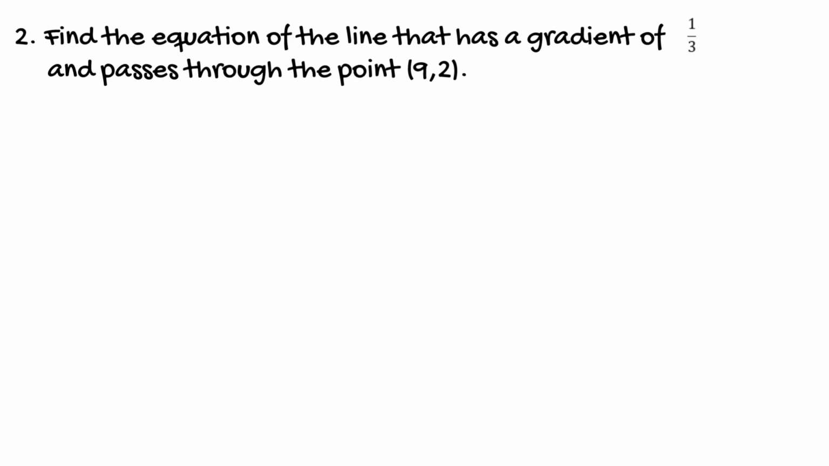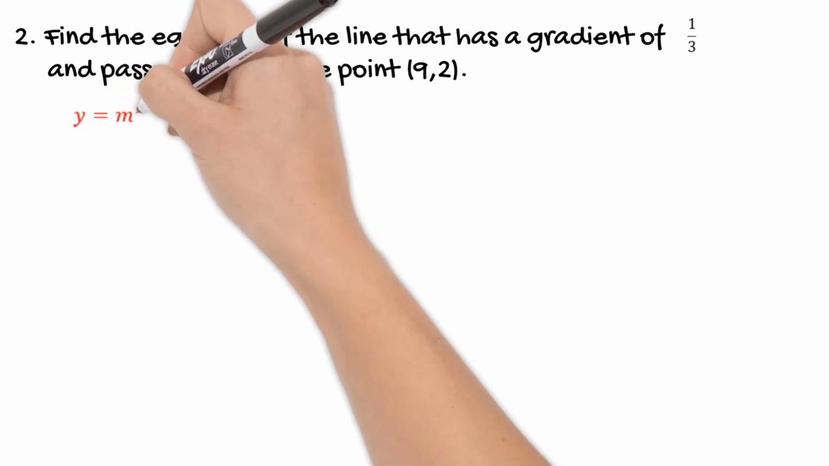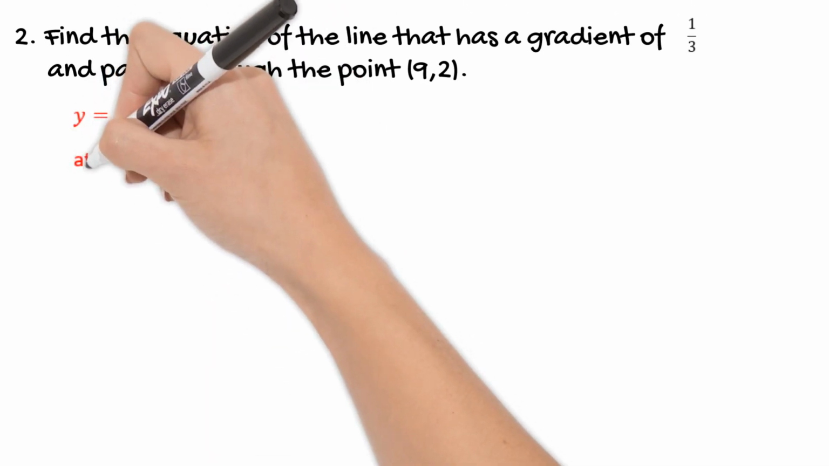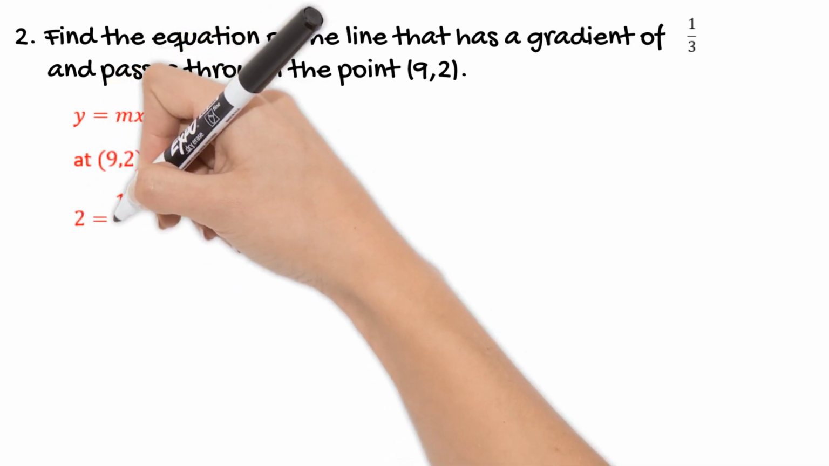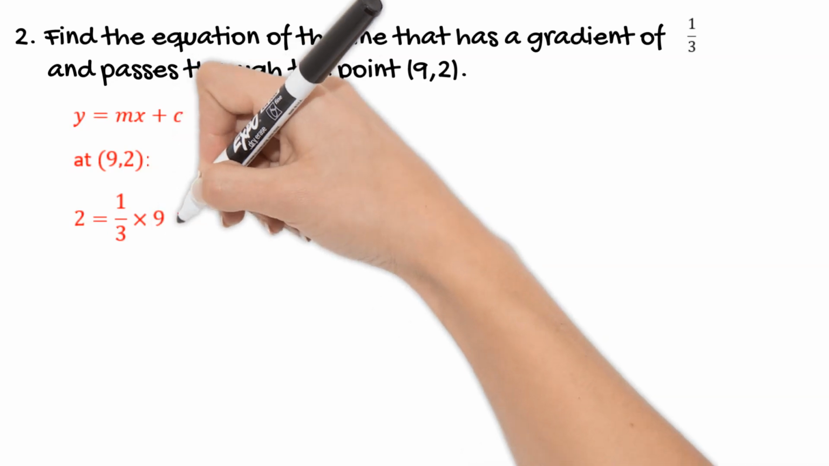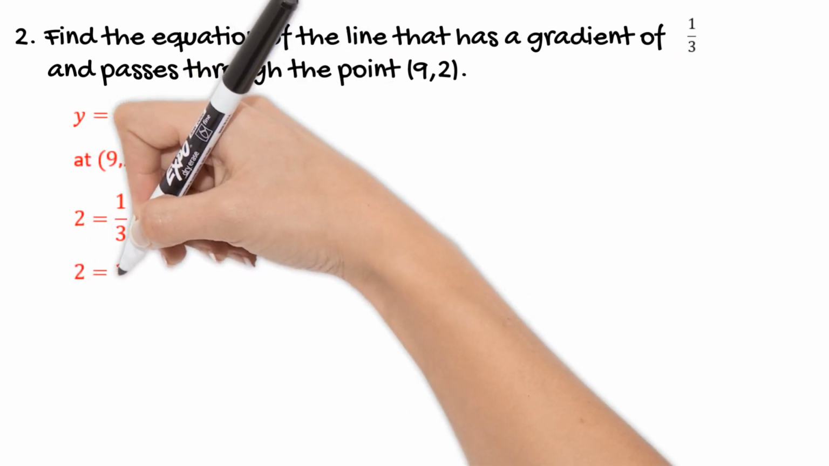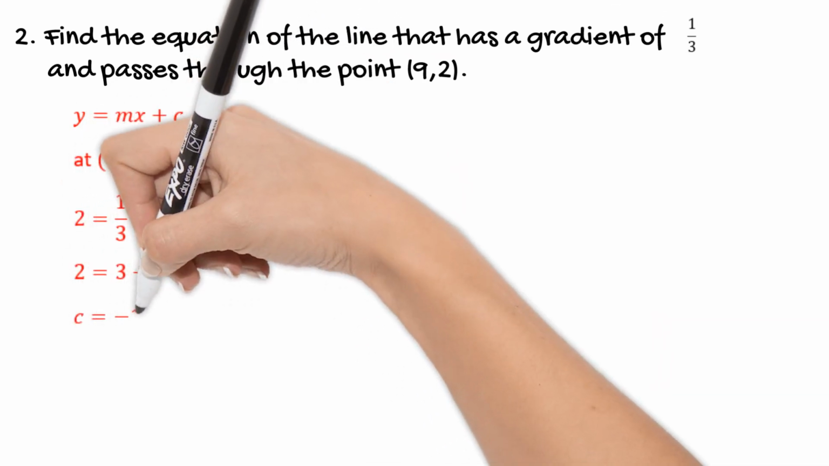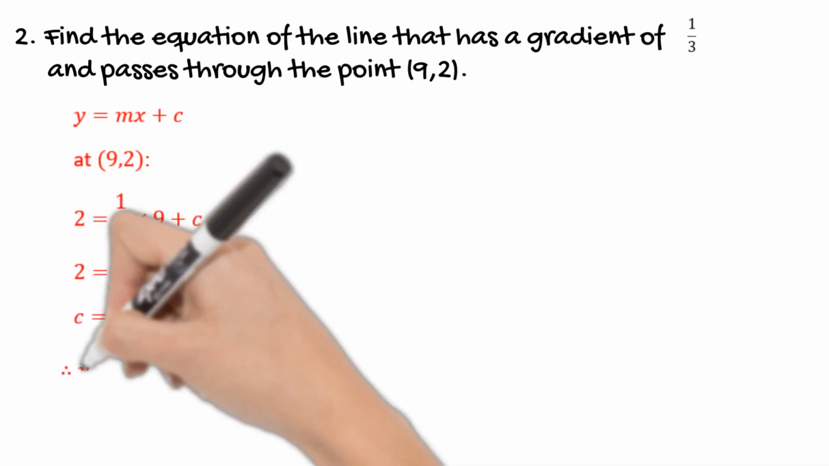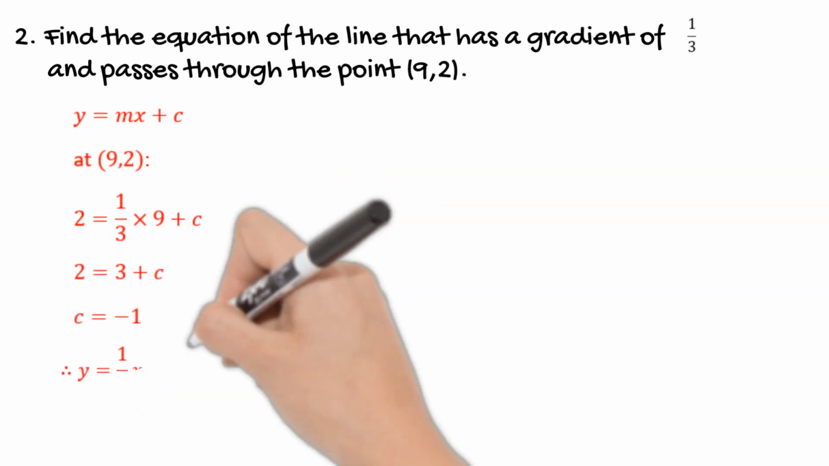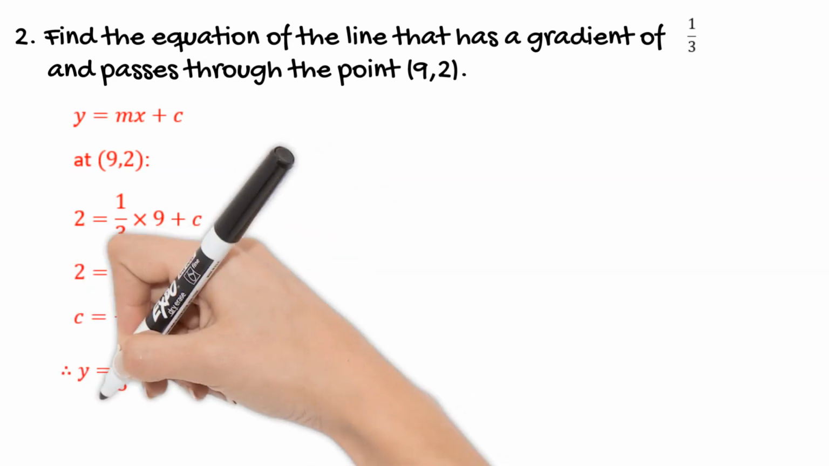So we know at the point 9,2, our equation would look like, instead of y, we're going to use 2, is equal to our gradient, which is 1/3, multiplied by our x value, which is 9, plus c, because we don't know our y-intercept. That's what we want to find. So just cleaning that up a little bit, we get 2 is equal to 3 plus c. And of course, using our algebra skills, we know that c is -1.